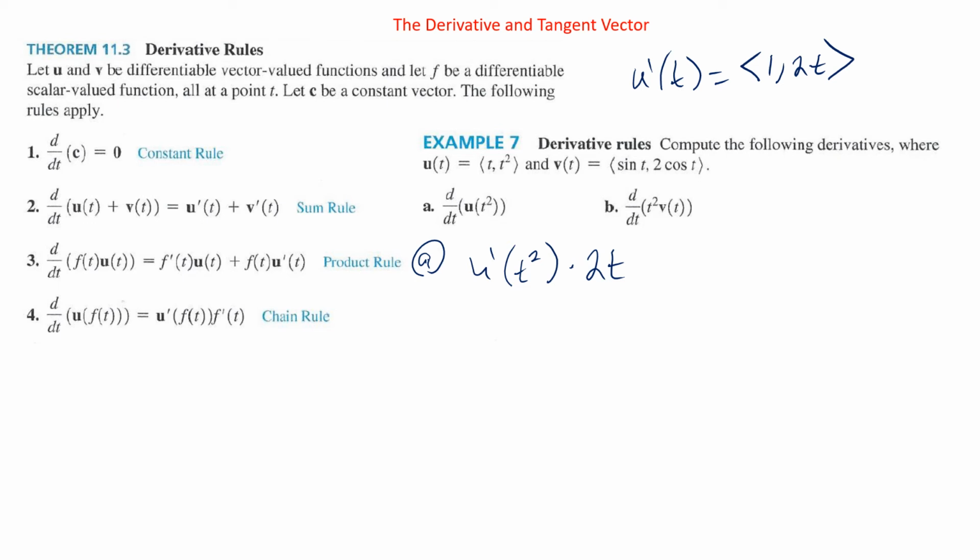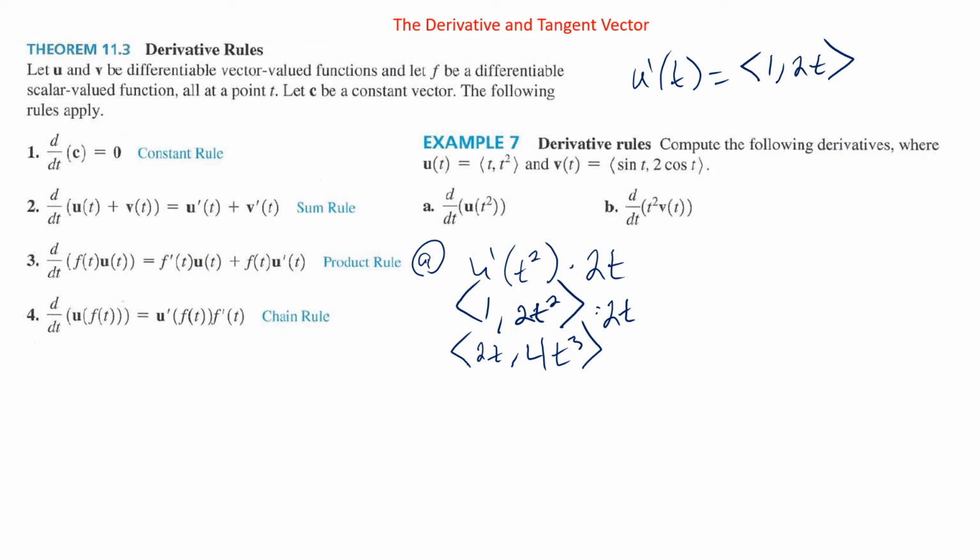So now we need to substitute t squared in for t. So this will be 1 comma 2t squared times 2t. Notice that the 2t is just a scalar. It's not a vector, and we can multiply that in. And so this will equal 2t comma 4t cubed.